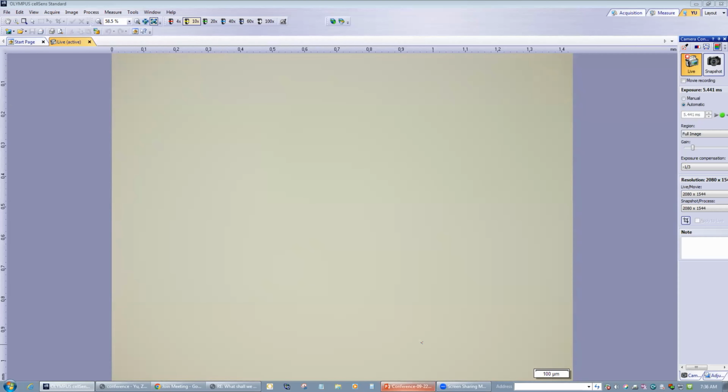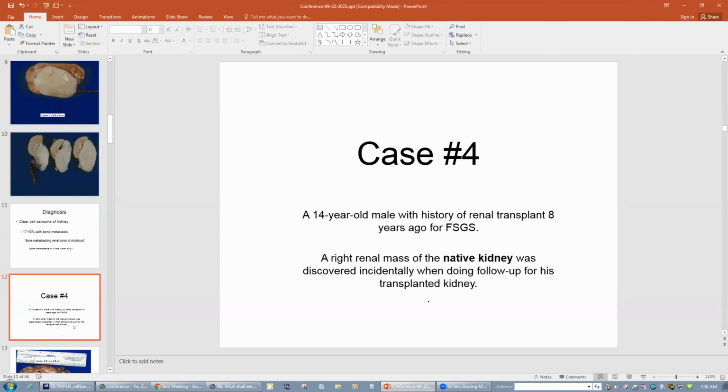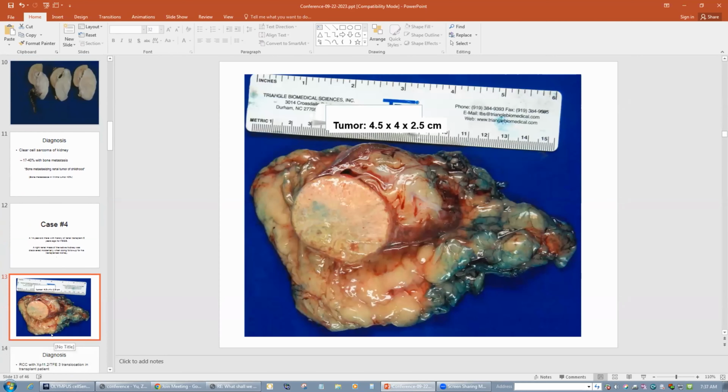Okay. And we go to number 4. Number 4 is a 4-year-old male with history of renal transplant 8 years ago for FSGS. So a renal mass was identified in the native kidney, an incidental finding during workup of the transplant kidney. So this one is in the native kidney. When they do renal transplant, they usually keep the native kidney inside. So this is the resection.